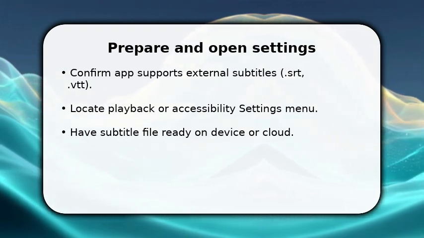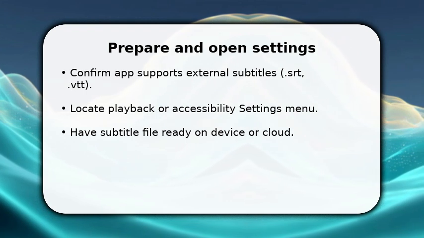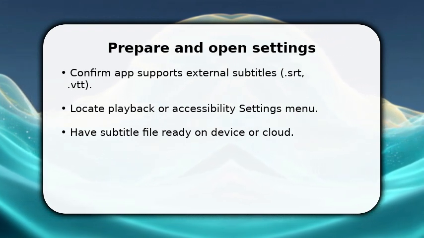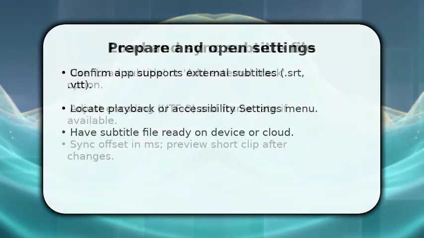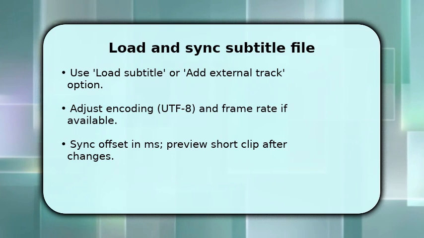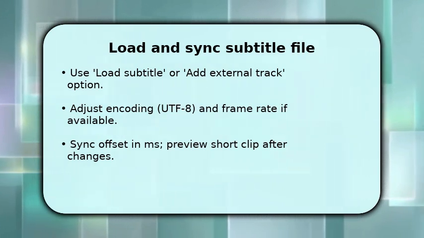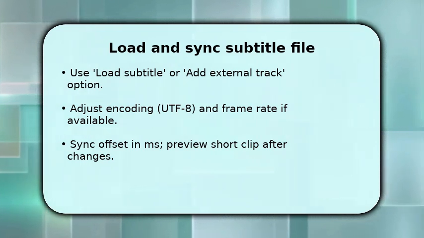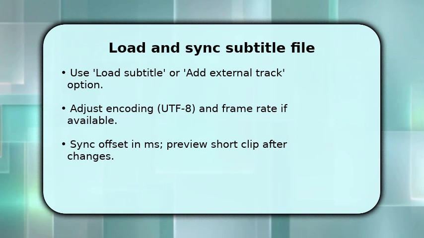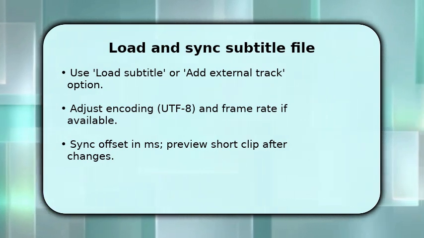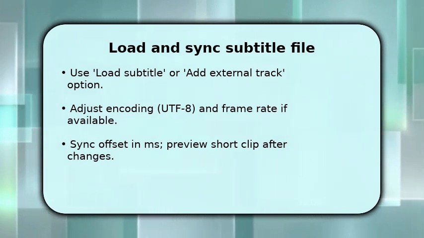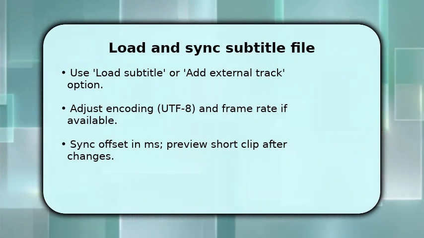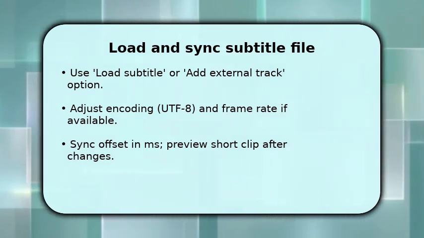Now move to loading, or selecting, the external subtitle track. You load the external subtitle file via Load Subtitle or Add External Track. Once selected, make sure the encoding is set to UTF-8 to avoid garbled characters and choose the correct frame rate when that option appears. Then apply a small offset. Use milliseconds to align dialogue to speech. Increase or decrease by 250-500 ms as needed.